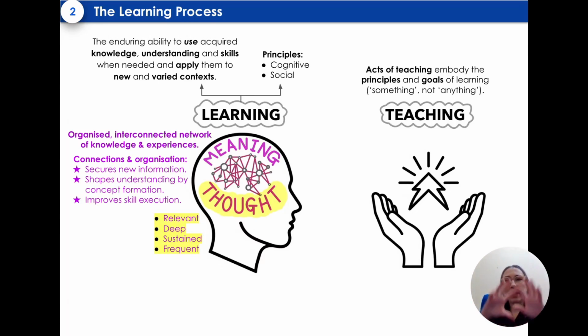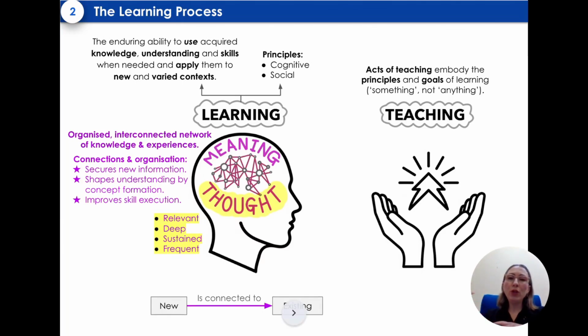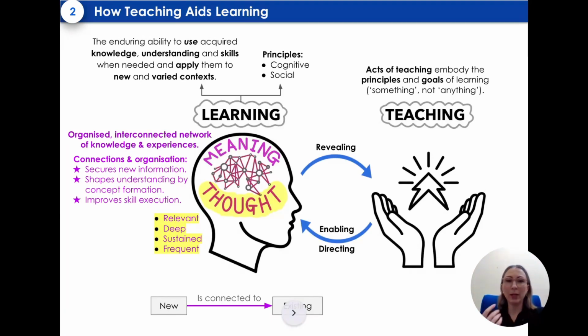These connections then help to build up that organised network, securing the new information, shaping the understanding by forming those concepts, those mental representations in their own heads, and also improving the efficiency and the efficacy of their execution of any skills. So new is connected to what is already there, and this is really important to realise when we're teaching pupils. What is there already is quite an interesting thing to think about, because it reveals a lot.